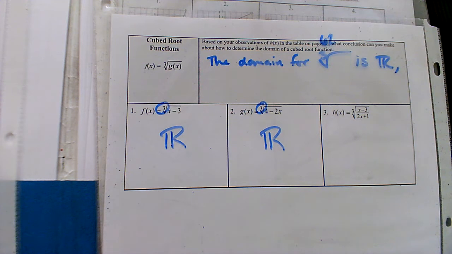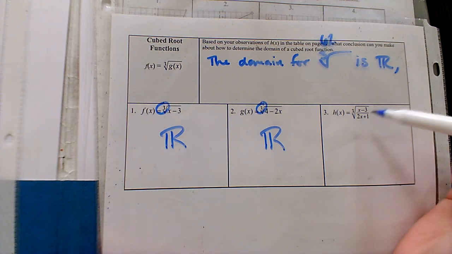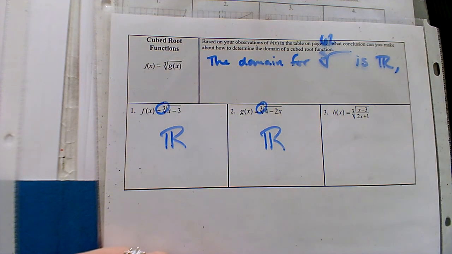What about 3? That's a cubed root. But can you think of a number that you could plug in and it would not work? Yeah. Negative 1/2. Why? Because I'd give you a 0 on the bottom, hence making the whole thing undefined. There you go. Notice how the inside of this cubed root is a fraction. And we said previously we have to be kind of careful with fractions because the denominator might be 0.